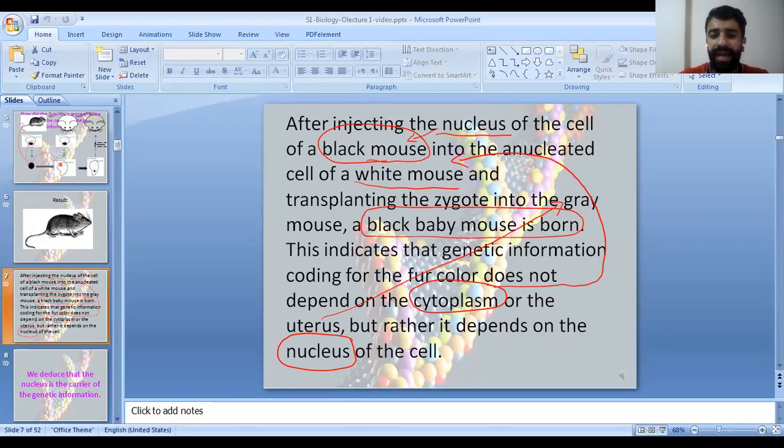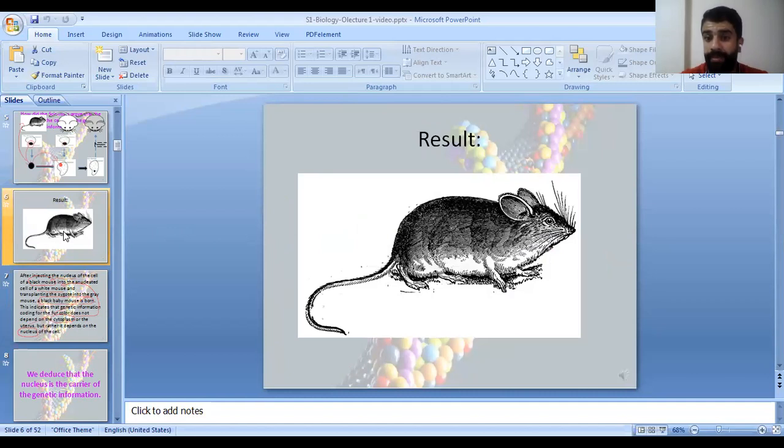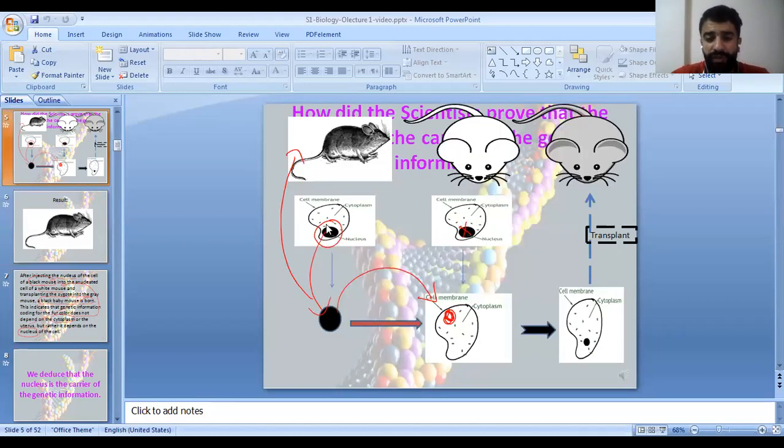What does this indicate? This indicates that the genetic information coding for the fur color doesn't depend on the cytoplasm or the uterus of the gray, but rather it depends on the nucleus. That's why it gives the color black. So we extracted the nucleus from the black, put it into the unnucleated cell taken from the white mouse, and transplanted it into the uterus of the gray. The final result was a black mouse. So we can deduce that the genetic information doesn't depend on the cytoplasm, the cell membrane, or the uterus of the gray, but rather on the nucleus.